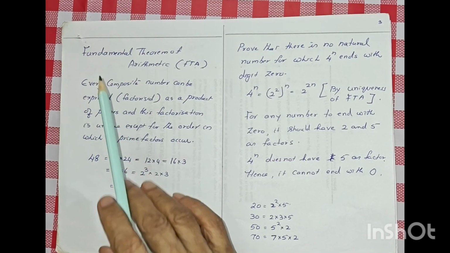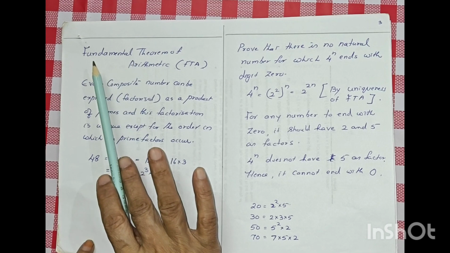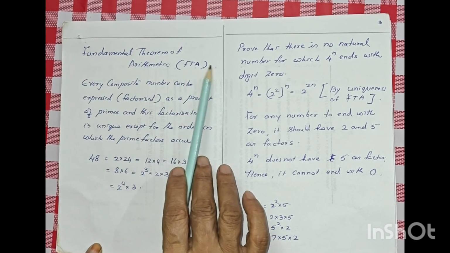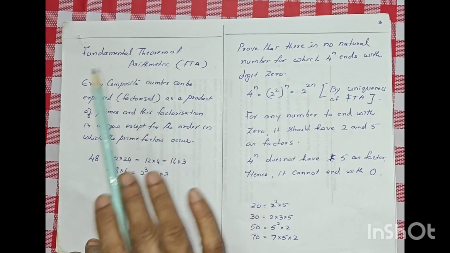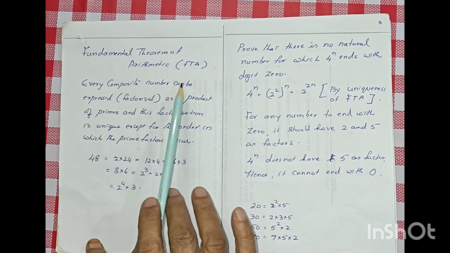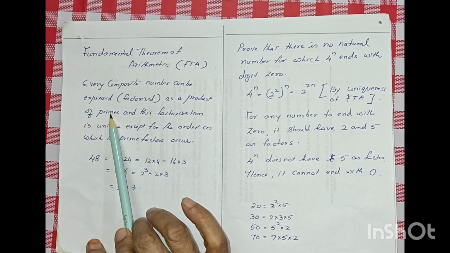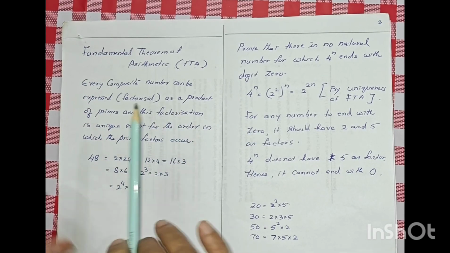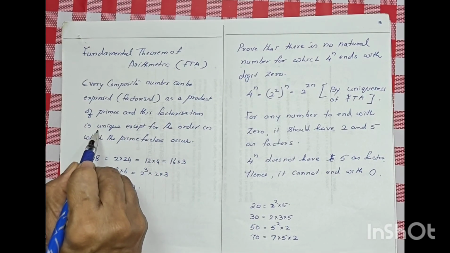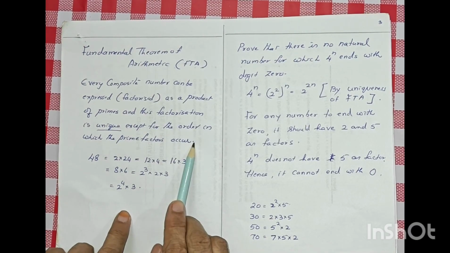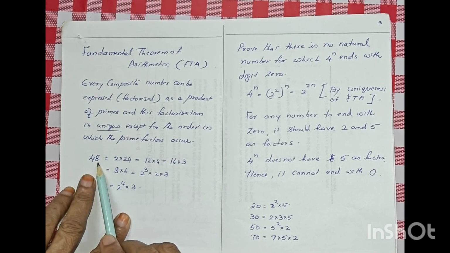Another important property that you are learning is the Fundamental Theorem of Arithmetic, short form FTA. The theorem says every composite number can be expressed or factorized as a product of primes, and this factorization is unique. This is very important, unique, except for the order in which the prime factors occur. So we will take an example, 48.